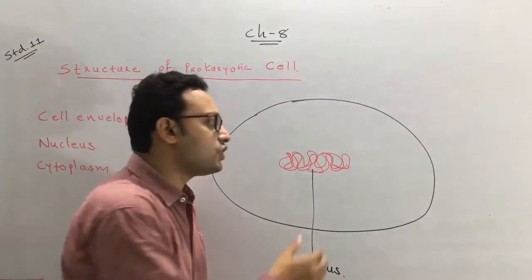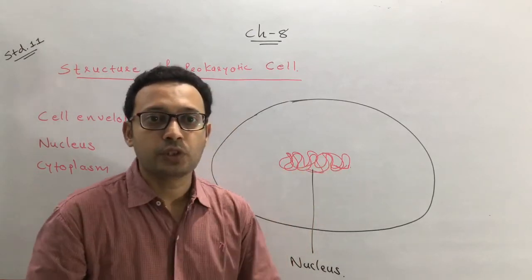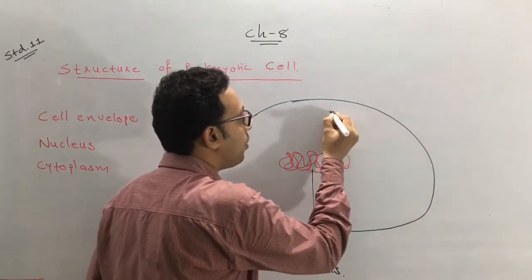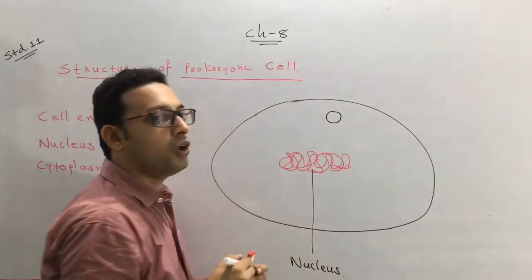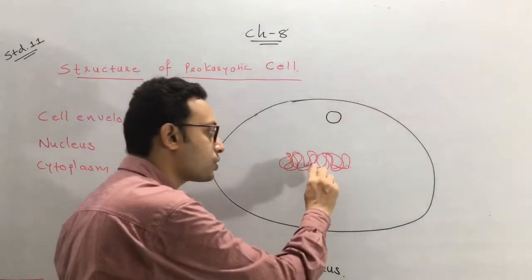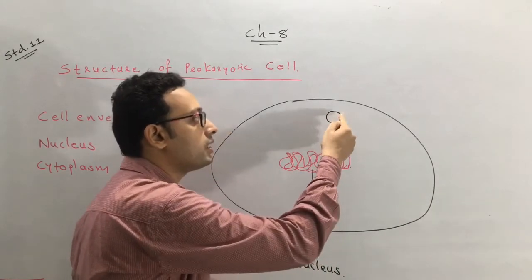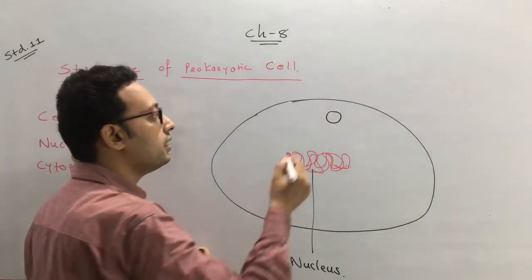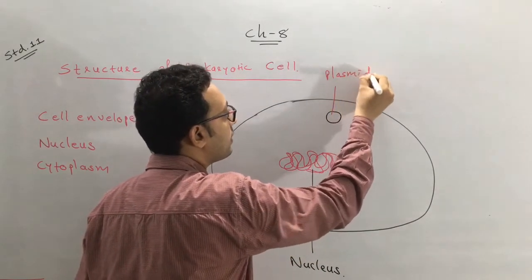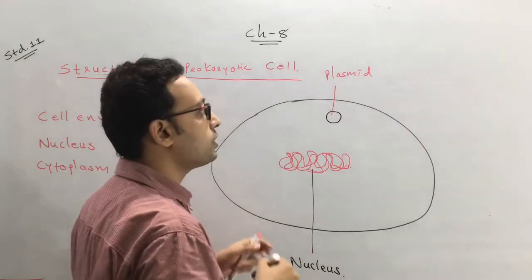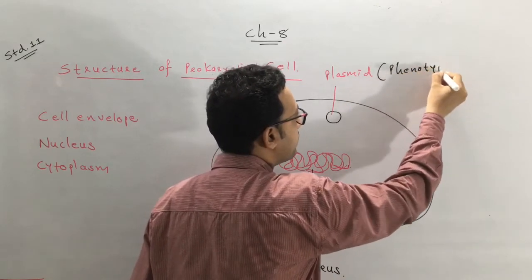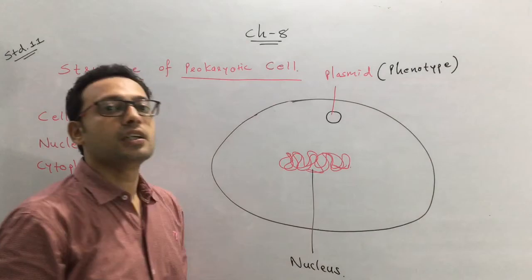Now, while we are discussing genomic DNA, which is responsible for hereditary characters, the bacterial cell also possesses a small circular DNA outside the genomic DNA. This is the genomic DNA, and outside it there is a small circular DNA. This small circular DNA is called a plasmid. And this plasmid is responsible for phenotypic characteristics. It gives phenotypic characteristics to a bacteria.